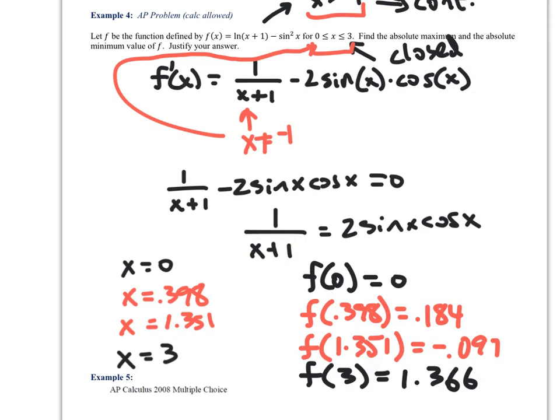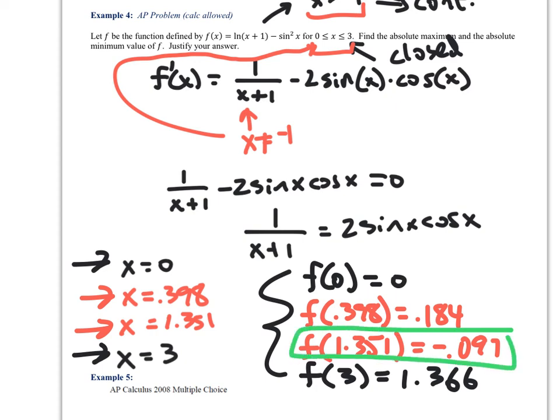Alright, so I found graphical critical values of 0.398 and 1.351. We got endpoints here of 0 and 3. When I plugged each of those into the original function, I got a min value here at 1.351, and I got a max value at x equals 3. Justifying my answer, basically, I can just say that checking each of those points, the endpoints and those critical values, those were the minimum value and maximum value as outputs.